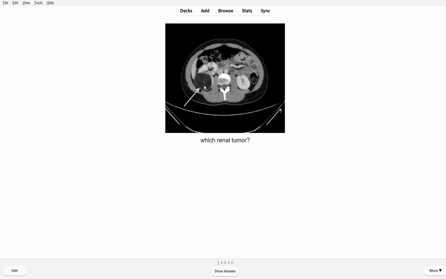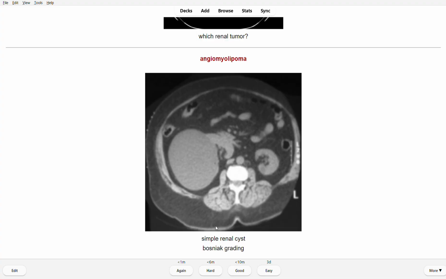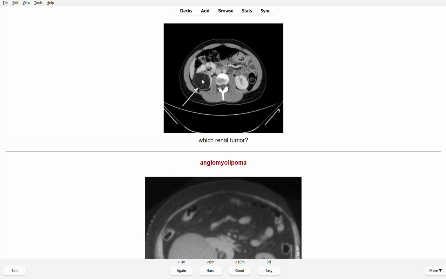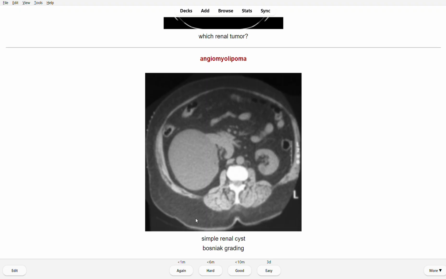Which renal tumor is this one? This is an angiomyolipoma because the density is the same as fat. Because of the lipoma component in angiomyolipoma, it gives this very transparent appearance. And this should be distinguished from a simple renal cyst, which is fluid filled. So this shows the density of fluid. And simple renal cysts are graded by Bosniak grading.